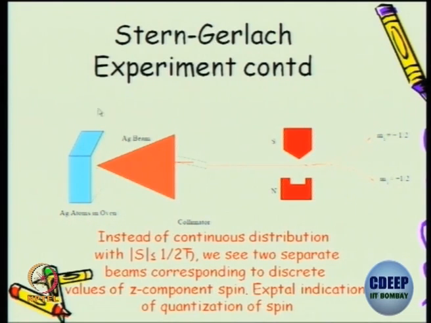If you see pictorially, you send the beam of silver atoms, collimate them and pass it through an inhomogeneous magnetic field. Classically, you would have expected, suppose the magnitude of the spin is, let us say, plus half, a continuous spectrum with mod s less than or equal to half. That is what classically you would expect. But quantum mechanically, you see that you have only two distinct beams, which is discrete. We call the magnetic spin quantum number minus half and plus half.